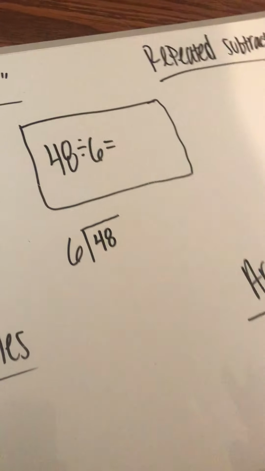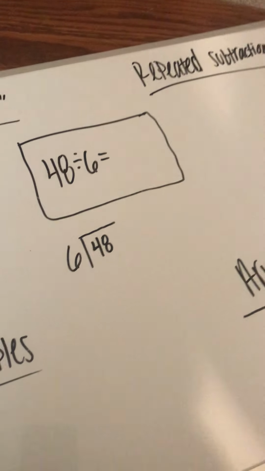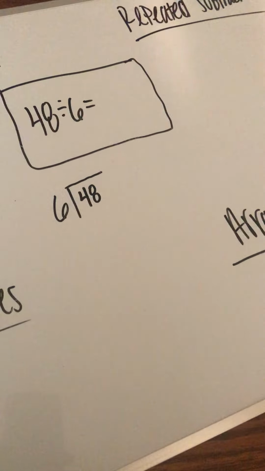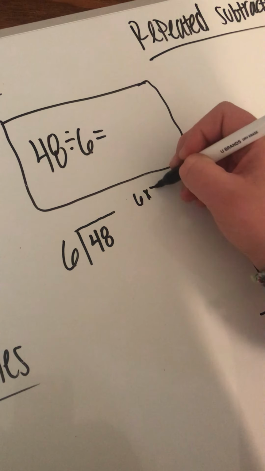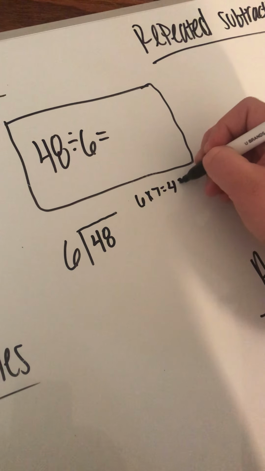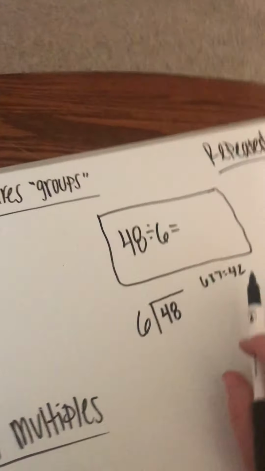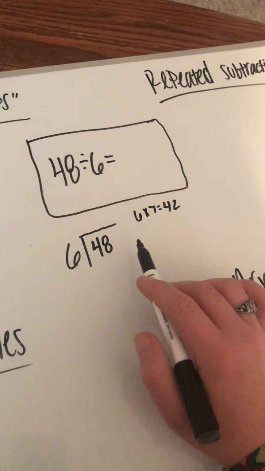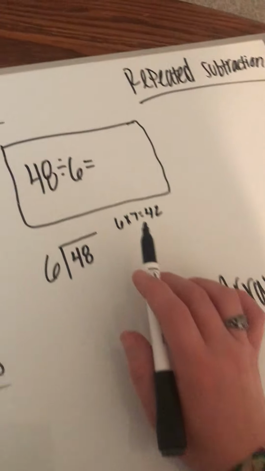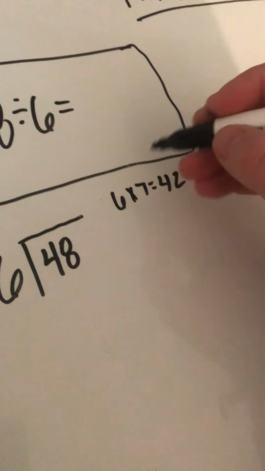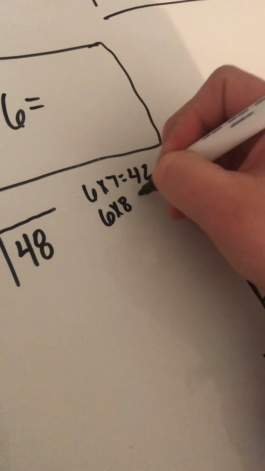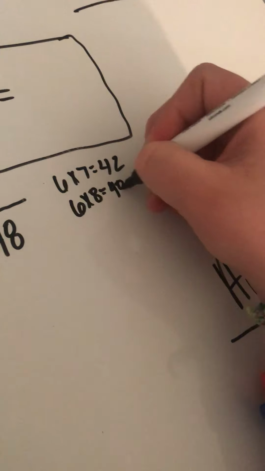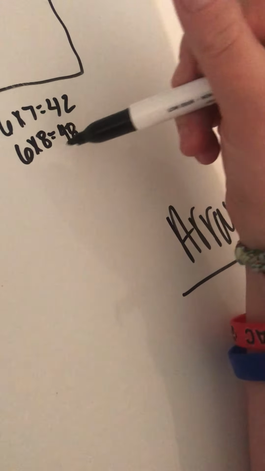Okay, if you don't know automatically that the answer is 8, let's look at multiplication facts to get us that answer. I know 6 times 7 is 42. Okay? Now, the answer is less than 48, but let's see if I can get another multiplication fact that will give me closer to 48. So if 6 times 7 is 42, 6 times 8 is 48. So there's my answer. So I'm going to work with 8.